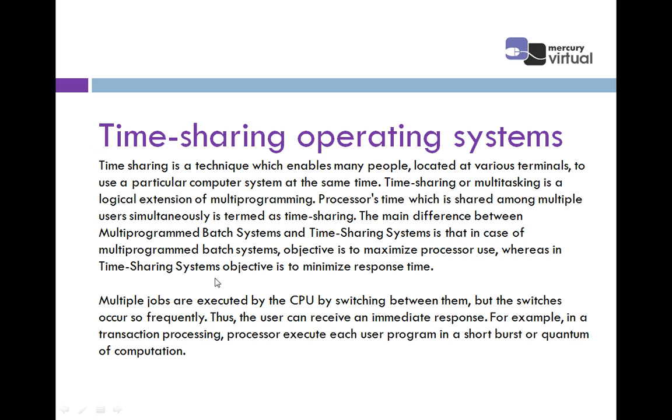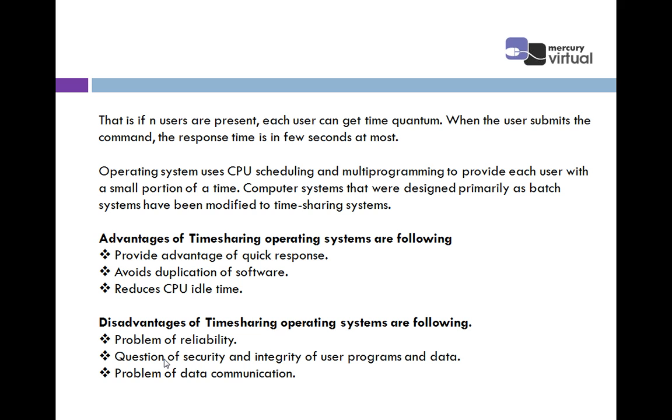Right. This point says multiple jobs are executed by the CPU by switching between them, but the switches occur so frequently that the user can receive an immediate response. For example, in transaction processing, when there is a processing of the transaction, the processor executes each user program in a short burst or quantum of computation. Means in a shorter period of time, a transaction takes place, that is known as time sharing operating system. Right. Next, there are different advantages and disadvantages of time sharing operating system. Let's see one by one.